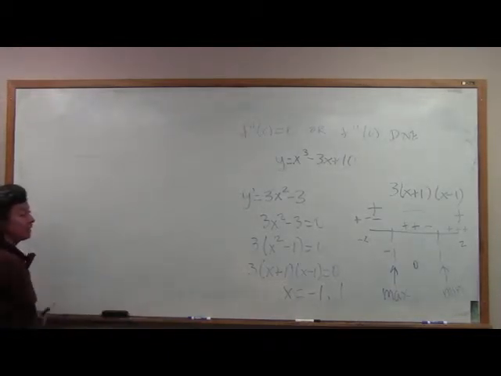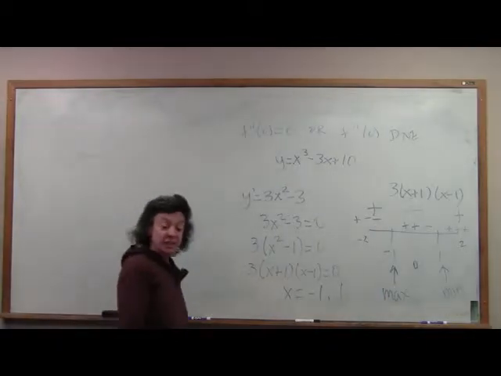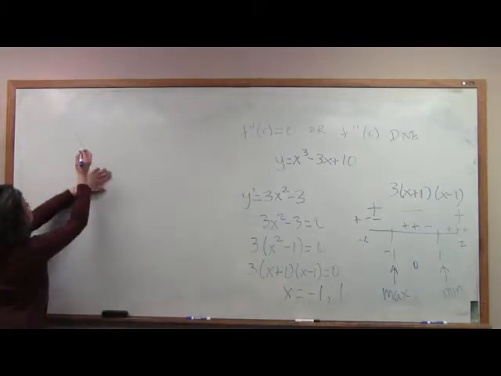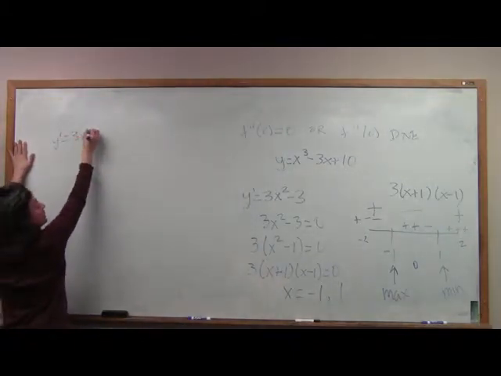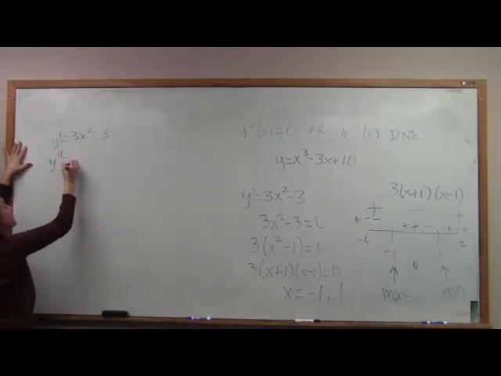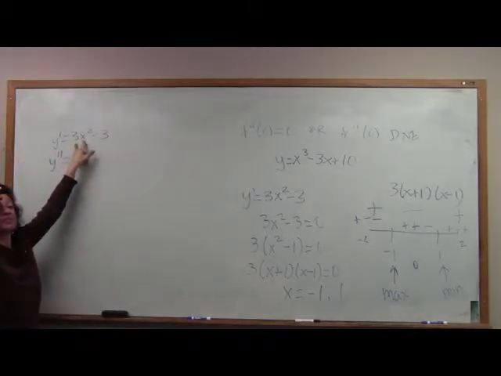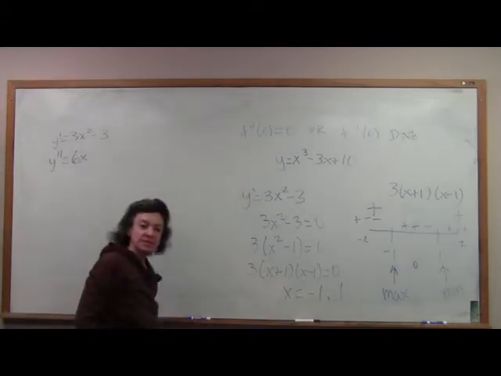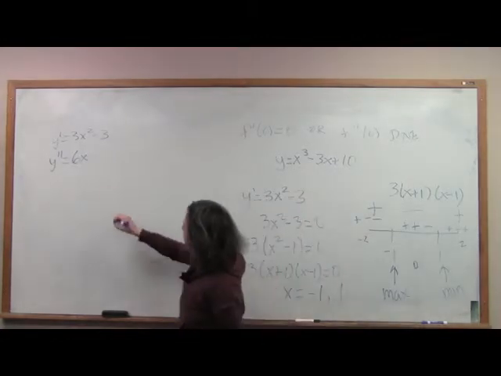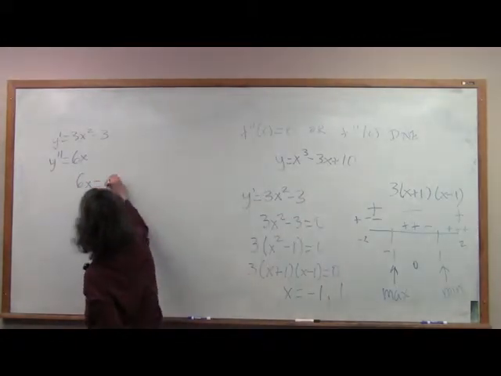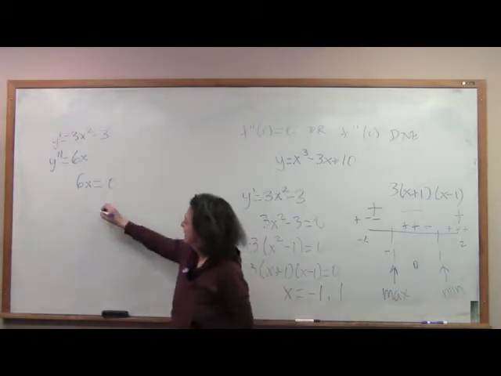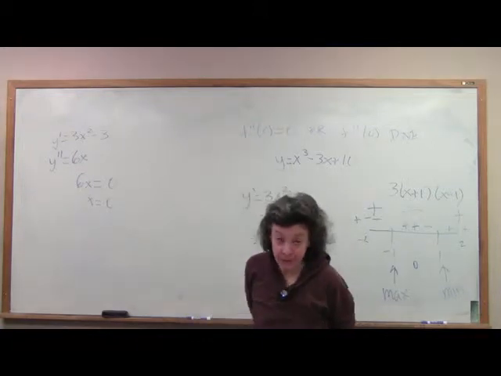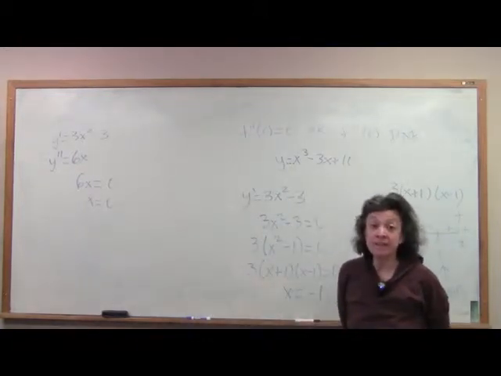Now, let's find inflection points. How do you find inflection points? You take your second derivative. So, notice my first derivative was 3x squared minus 3. Let's take this derivative. What's the derivative of 3x squared? 6x. And the -3 just is equal to 0. So we can certainly take this and set it equal to 0. So 0 is a possible inflection point. Okay?